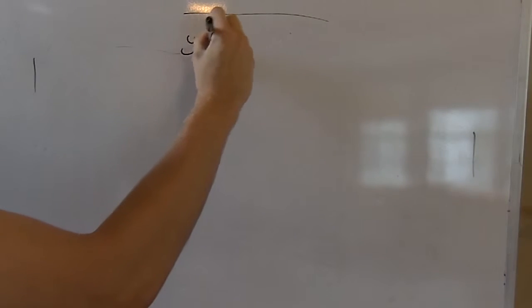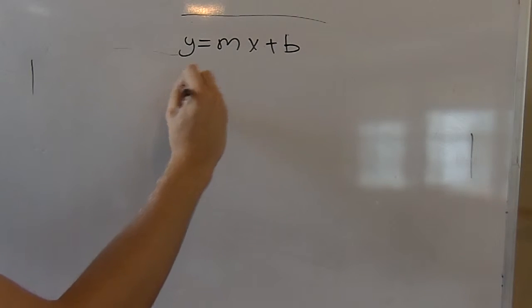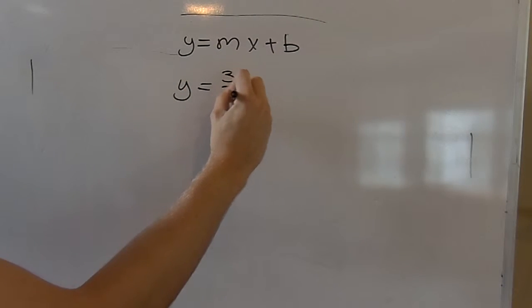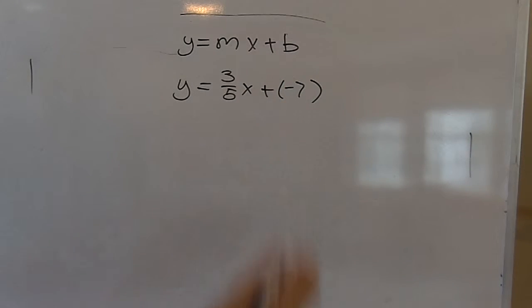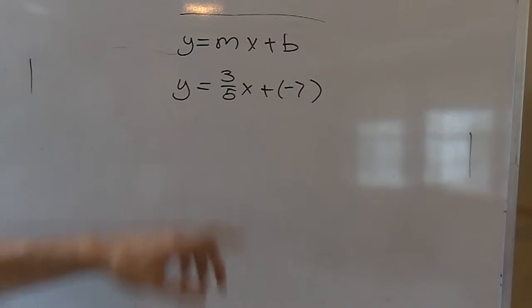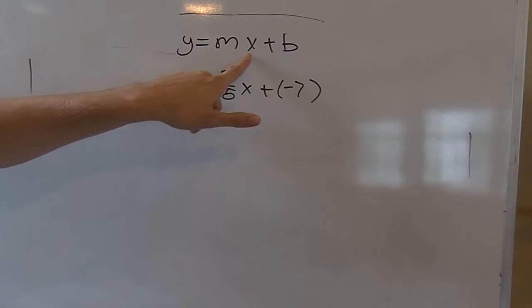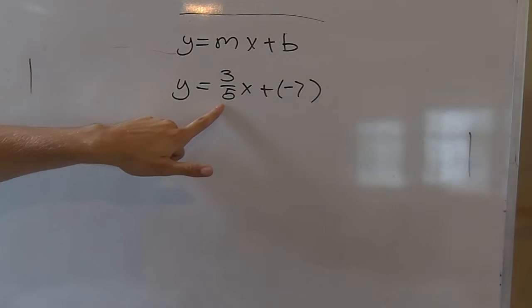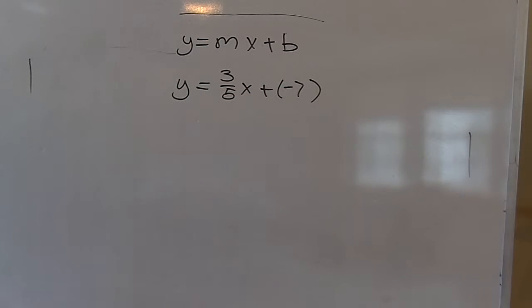Remember, slope-intercept form is y equals mx plus b. Now if we have y equals 3/5 x plus negative 7, 3/5 is our slope, negative 7 is our y-intercept. M, or in other words the number next to x, is always your slope. The number by itself, the constant, is always your y-intercept.